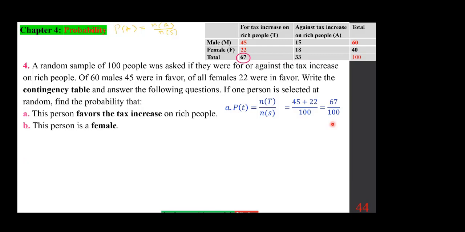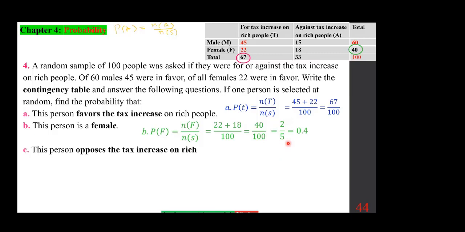Now, this person is a female, so we stick with the general formula. So P of F is N of F over N of S, which means 40 out of 100. This is what matters, okay? And where the numbers come from, of course, reduction is important. The final answer, you can say 2/5 or 0.4.